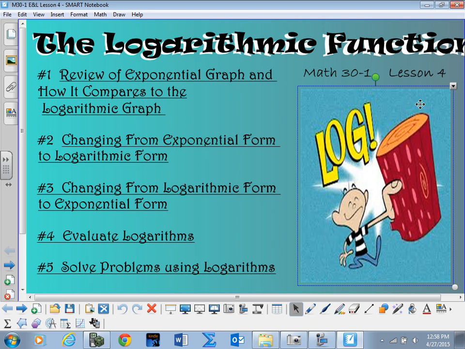So this is what we have to cover today. Review of the exponential graph. That's the easy part. We're going to see how it compares to a log graph. We're going to change exponential to log and vice versa, log to exponential. So that's the key today, to be able to flip back and forth between these two forms. We're going to evaluate logs and we're going to solve problems with logs. So let's start with the graph.